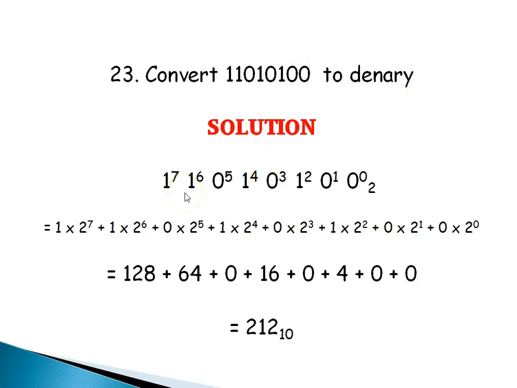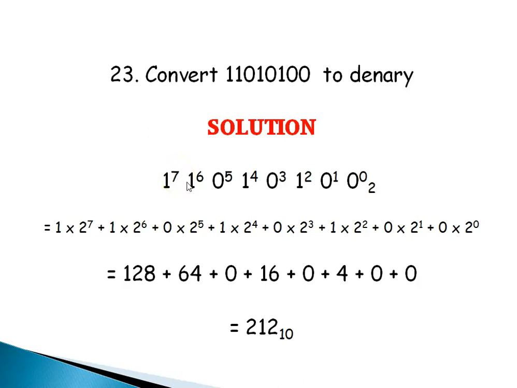Alright, so let's convert. Now when I'm converting, the first thing I'll do is assign powers to all of my numbers starting from the units. So this is going to be 0 raised to power 1, raised to power 2, raised to power 3, raised to power 4, raised to power 5, raised to power 6, raised to power 7. So that's what I've done here. I've assigned power to all of them. 0, 1, 2, 3, 4, 5, 6, 7.